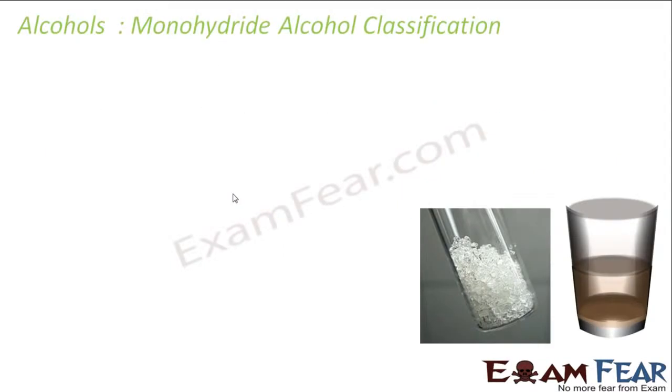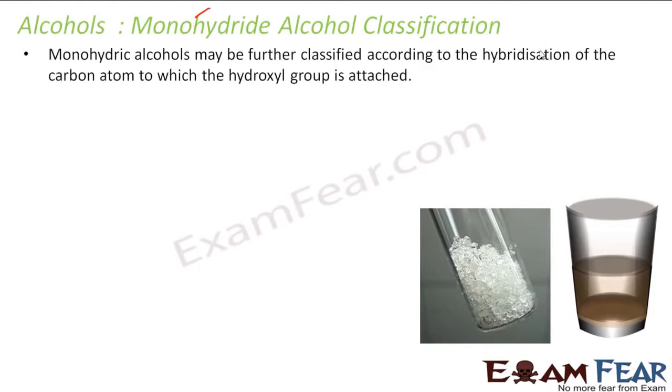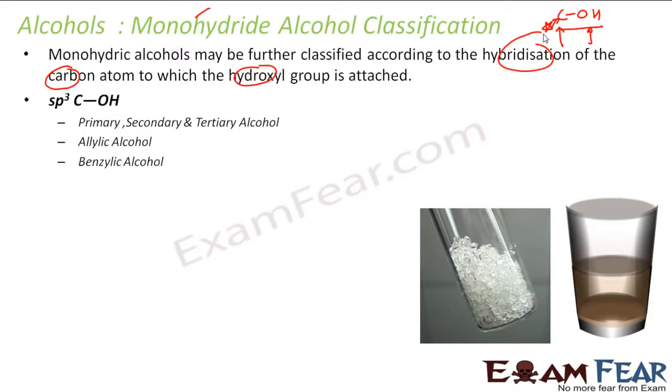So out of all these types of hydrides we have discussed, monohydride, bihydride, trihydride, the monohydrides are a little important because we have further classification of monohydride alcohols. This is based on the hybridization of the carbon to which the hydroxyl group is attached. For example, all alcohols will have something like this, C-OH, where OH will be attached to one carbon. So based on the hybridization of this carbon, we have different types of monohydride alcohols.